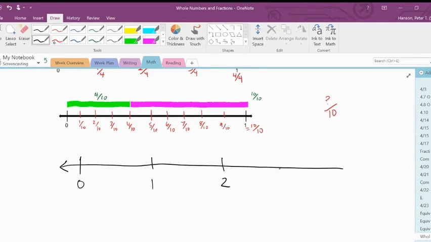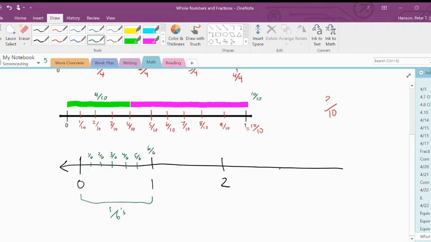Here, if I want to divide this into, say, 6 parts, I start with my one whole. I divide it in half because it's an even number. Here I've got 1/6, 2/6, 3/6. As I keep going, I've got 4/6, 5/6, and then the last one obviously is 6/6.